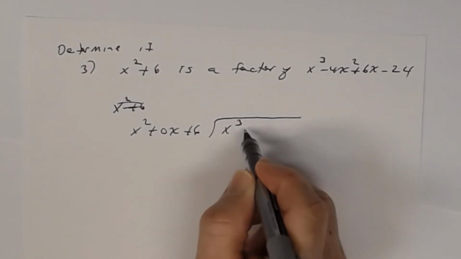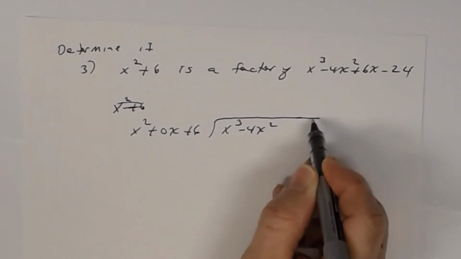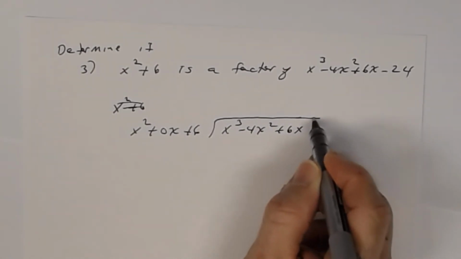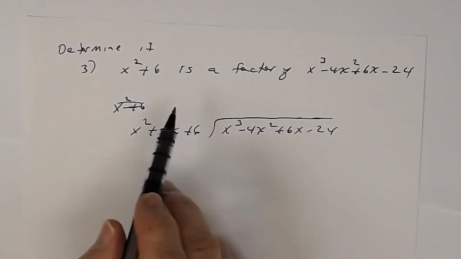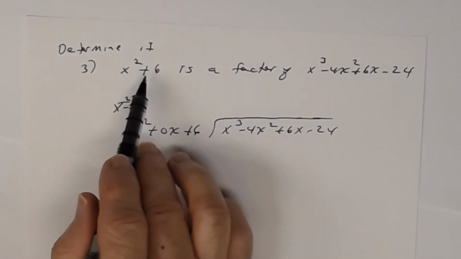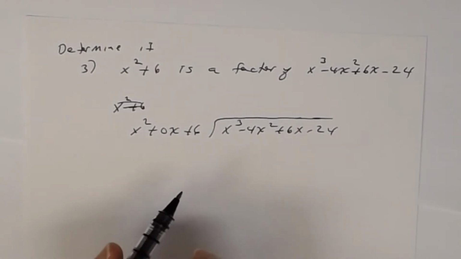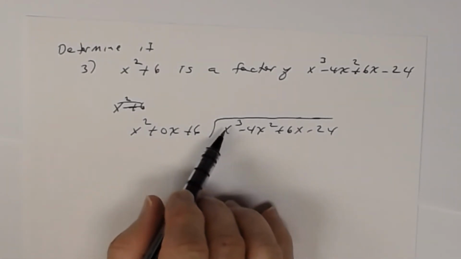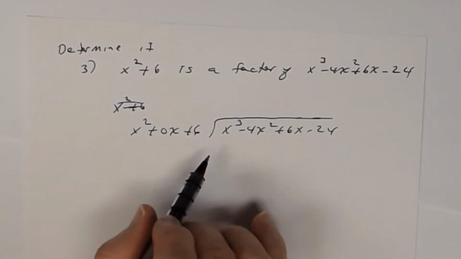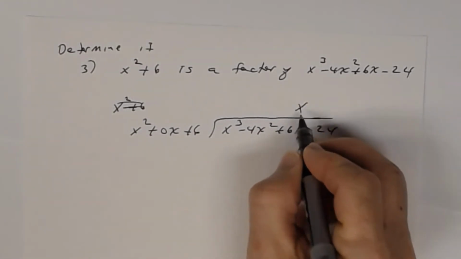So x cubed minus 4x squared plus 6x minus 24. So this is your divisor, this is your dividend. So you're asking, is this divisor a factor of this dividend? All right, so let's use long division. x squared into x cubed goes a factor of x times. So I'm going to put the x here.